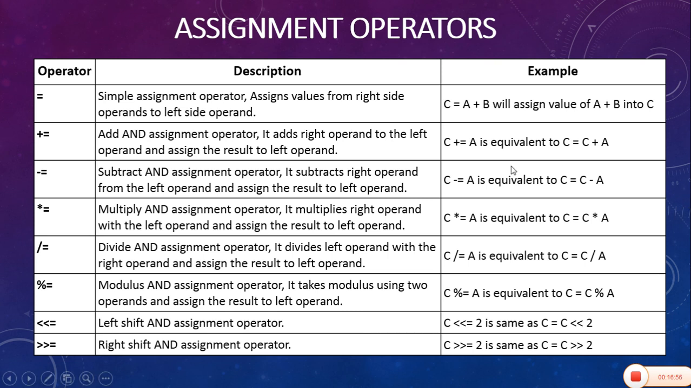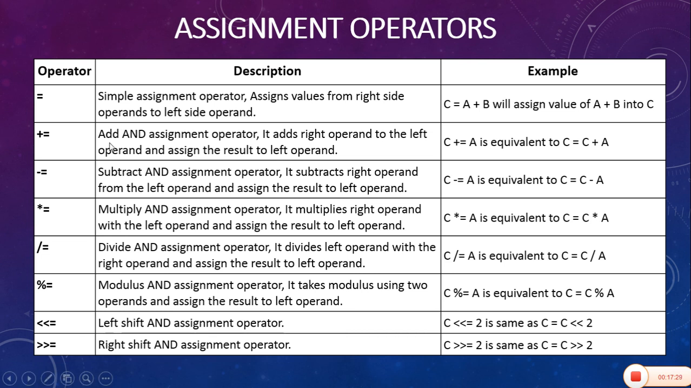Here consider an example where c = a + b. Variable c will be assigned the value which is the addition of the two operands. If we assume that a is equal to 10 while b is equal to 20, the addition of the two operands will give you 30. So 30 will be assigned to variable c.